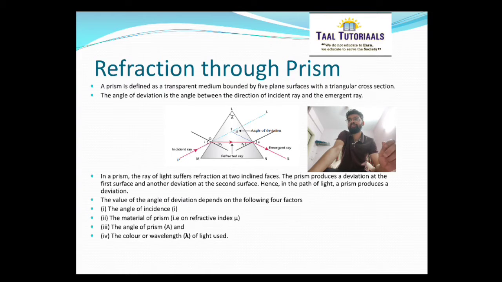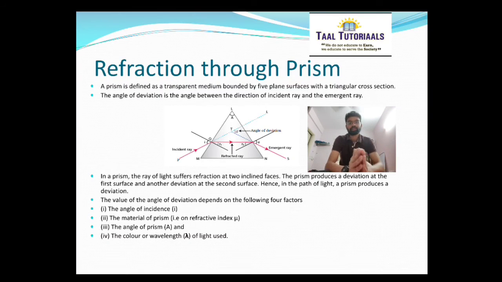If you measure deviation at different angles of incidence, you will find a different angle. It is found that for any given angle of incidence, the prism with higher refractive index produces greater deviation than the prism which has a lower refractive index. How it depends on the angle of prism: it is found that the angle of deviation, that is delta, increases with the increase in the angle of prism.